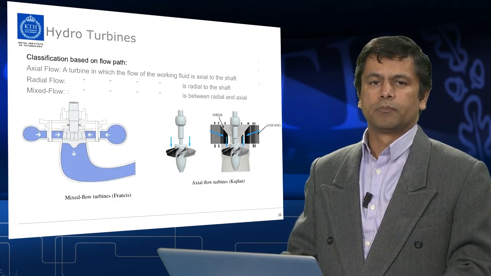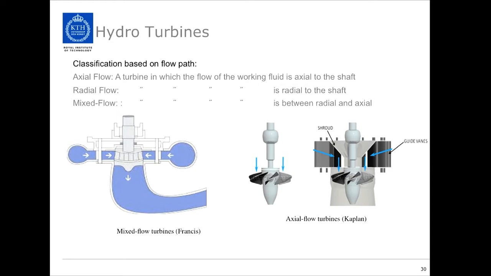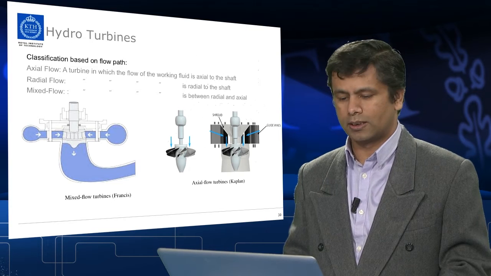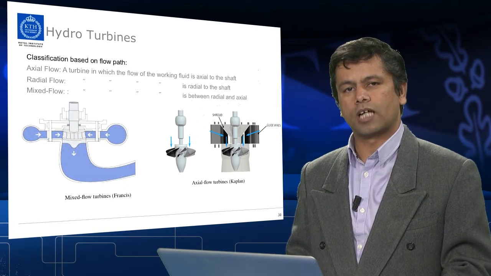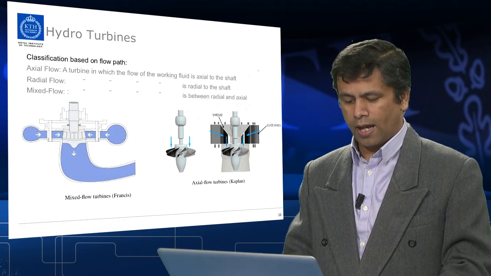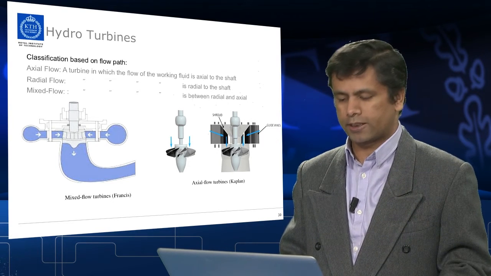Hydro turbines are the machines that convert the kinetic energy into mechanical energy, and the classification of hydro turbines can be based on the flow path. It can be axial flow, radial flow, mixed flow. If the fluid is working in a direction axial to the shaft, then we say it is an axial flow turbine, and if the flow is radial to the shaft, then we say radial flow, and if the flow is mixed type, then we say it's a mixed flow. Francis turbines are mixed flow turbines, whereas Kaplan turbines are an example of axial flow turbines.